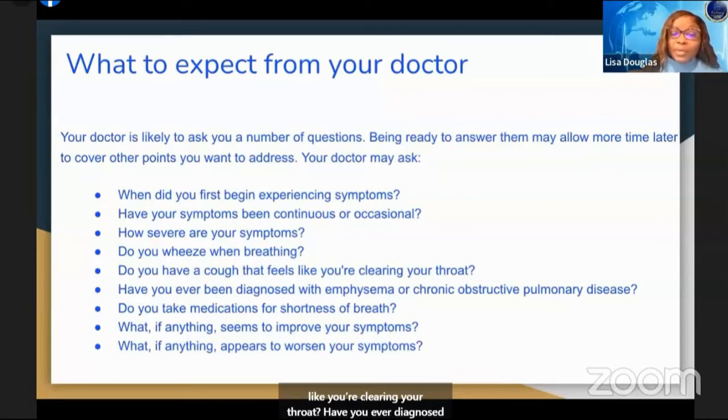Have you ever been diagnosed with emphysema or chronic obstructive pulmonary disease? Do you take medications for shortness of breath? What, if any, seems to improve your symptoms, and what, if any, appears to worsen your symptoms?